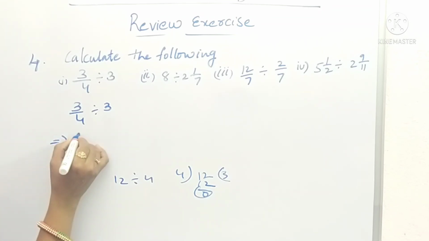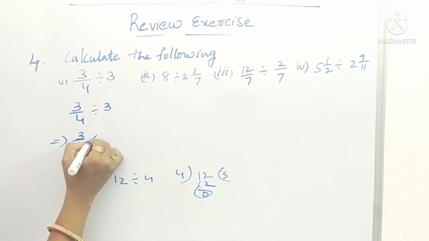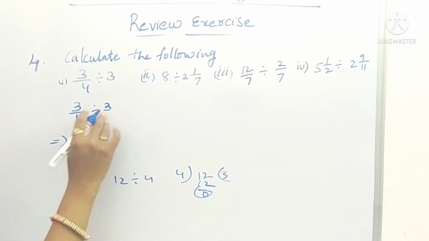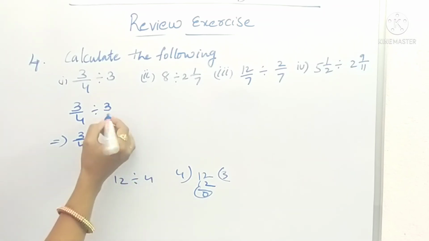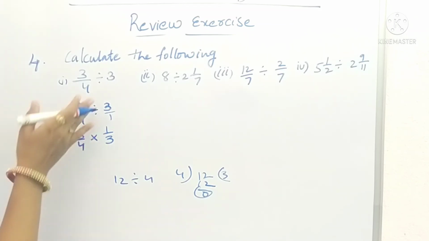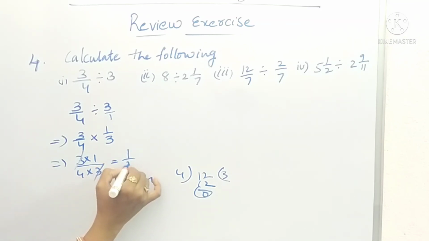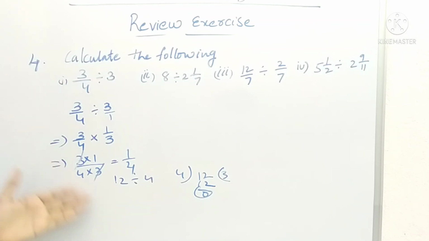So for that, we'll take this 3 by 4, and this division now becomes multiplication, and this 3 will be reversed. It's actually 3 by 1, and if we reverse this, it is 1 by 3. Simply we will take the reciprocal. Now 3 into 1 by 4 into 3. Similar terms get cancelled. So this is 1 by 4. So 3 by 4 divided by 3 means 1 by 4.